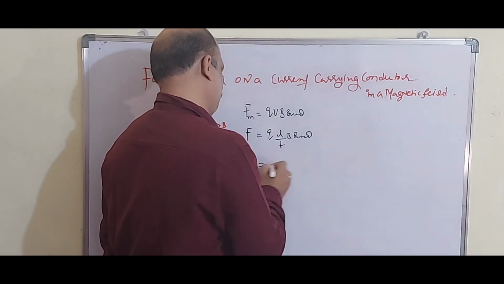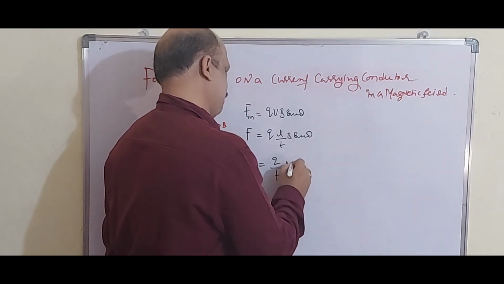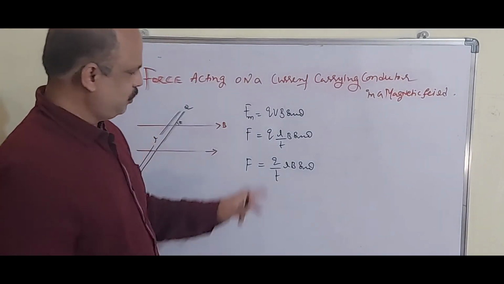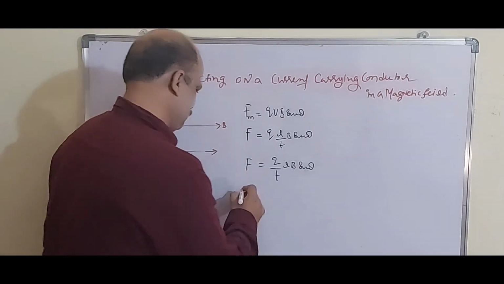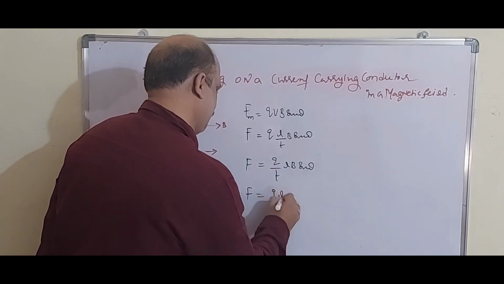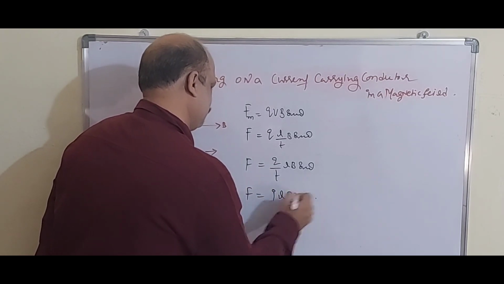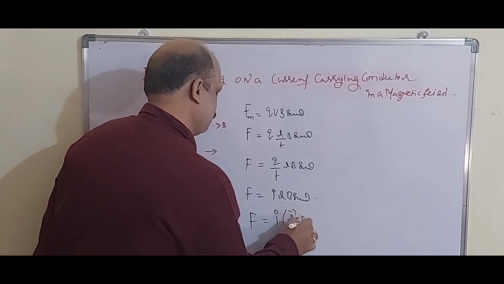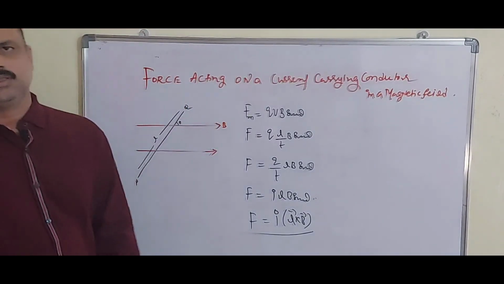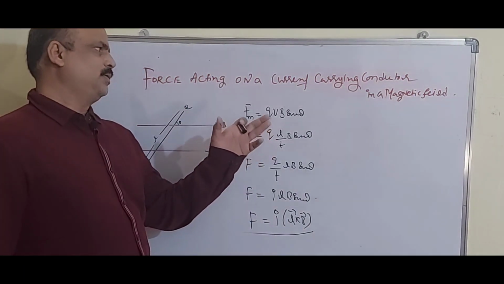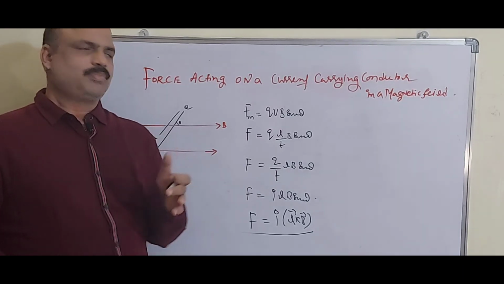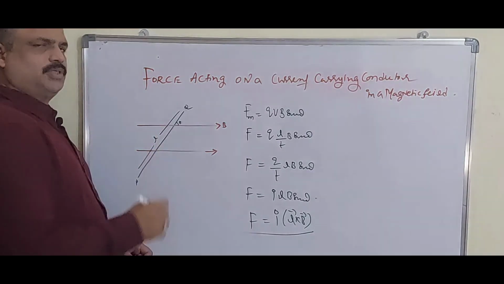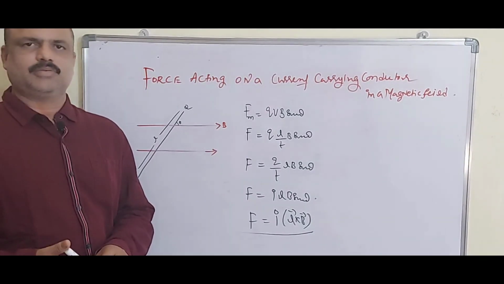So F = (q/t) L B sin θ. The rate of flow of charge, q/t, is nothing but I. So F = ILB sin θ. This can be written as F = I (L × B), in vector form. This is the force experienced by a current carrying conductor placed in a magnetic field. This is also an important question in this chapter, moving charges and magnetism.